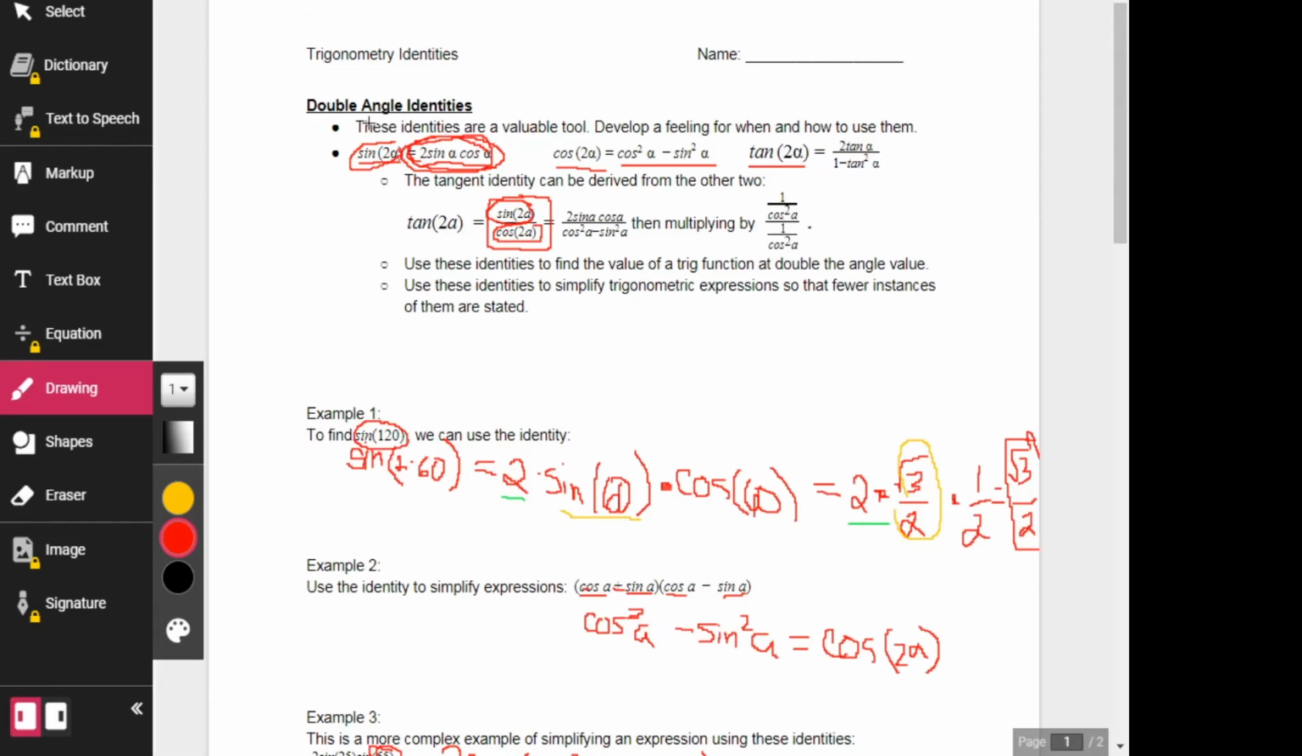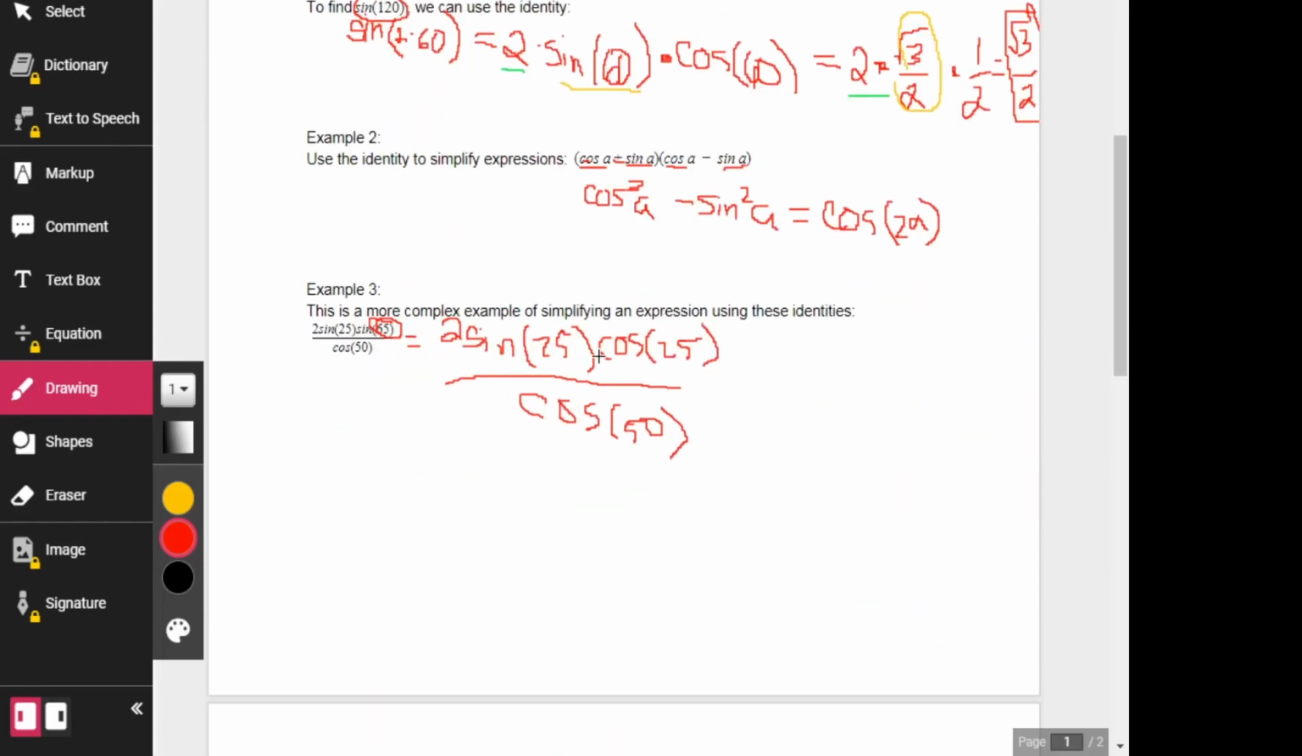So I'm actually using this in a backwards way, which I actually did here too, actually. So anyway, 2 sine of 25 cosine of 25, I recognize that as this. I can replace this with sine of 50, like this. And then over cosine of 50.